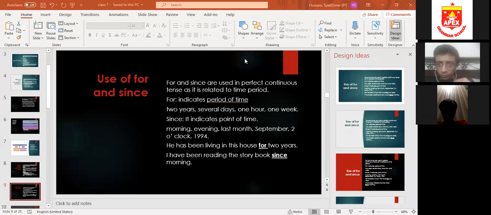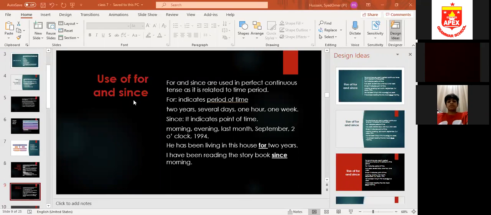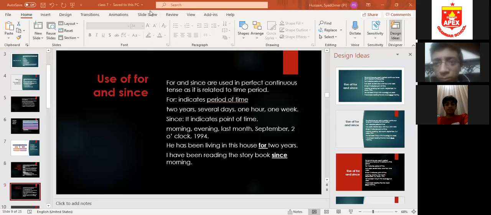Then present perfect continuous, it indicates time period. It includes use of for and since. She has been learning the essay for 2 hours. I have been working on my assignment for 3 days. It has been raining since morning. Okay. We have been living in this house since 2012. All these examples are of perfect continuous. Now, if you have any confusion, ask me. Otherwise, we will start our simple past tense.